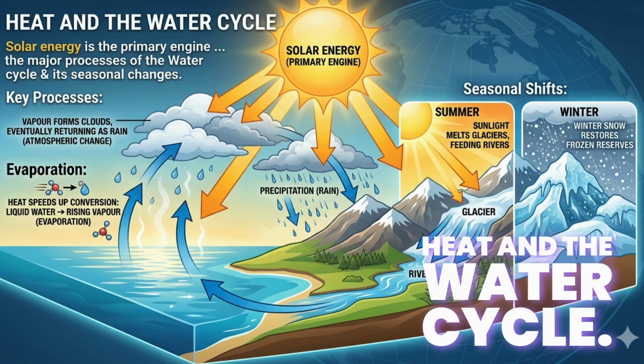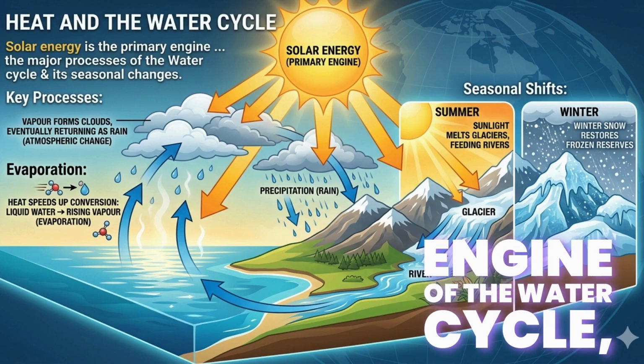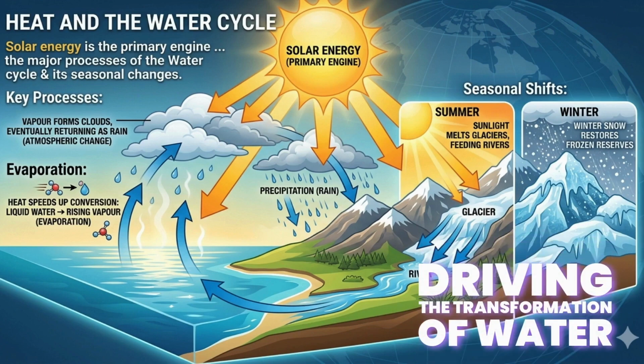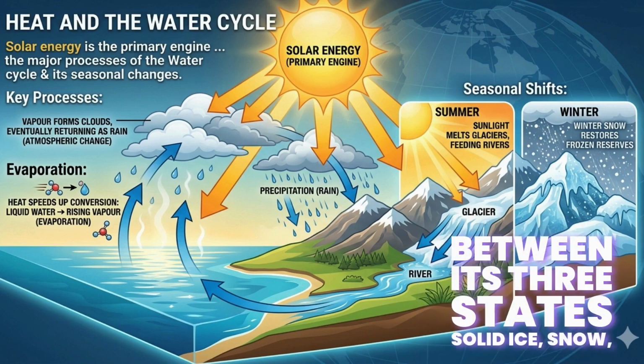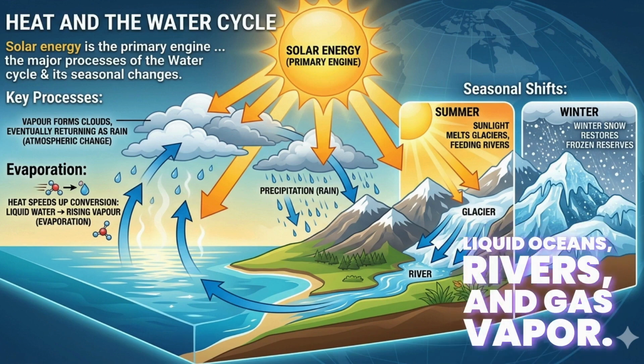Heat in the water cycle. Solar energy is the primary engine of the water cycle, driving the transformation of water between its three states: solid, ice, snow; liquid, oceans, rivers; and gas, vapor.